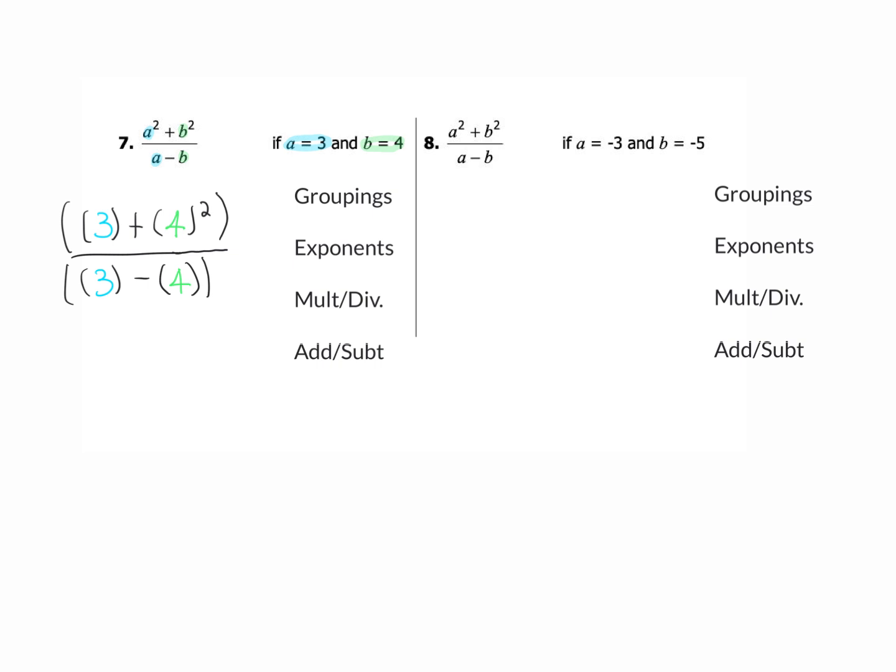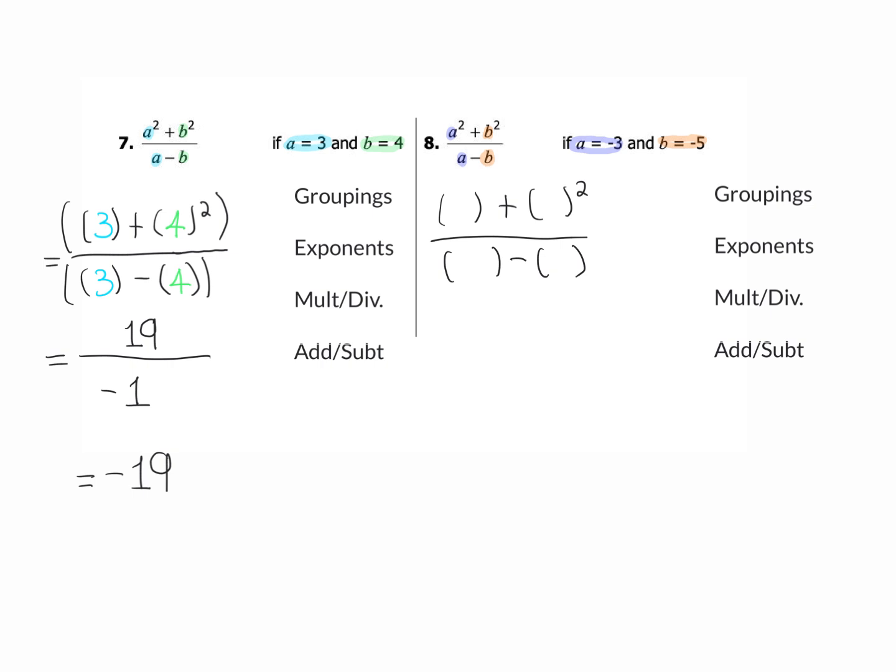So let's do 3 minus 4 in the denominator. That's easy. That's -1. And then we have 3 plus 4 squared. 4 squared is 16 plus 3 is 19. So 19 divided by -1, we're at -19. Now we're going to do the same thing for the next one. We're first going to substitute.